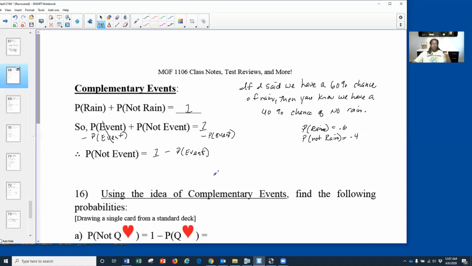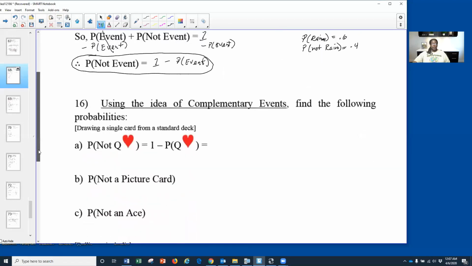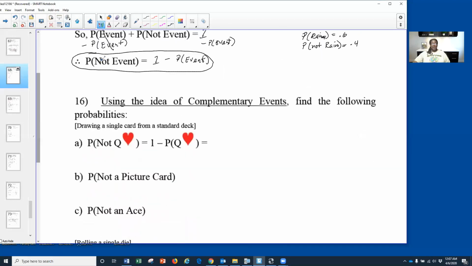Okay, we're going to use this right here to help us with this next set of homework. So it could be very important. So read the problems carefully when they're asking you for an event not happening. You're going to be looking to use this formula. Okay, let's try it out.